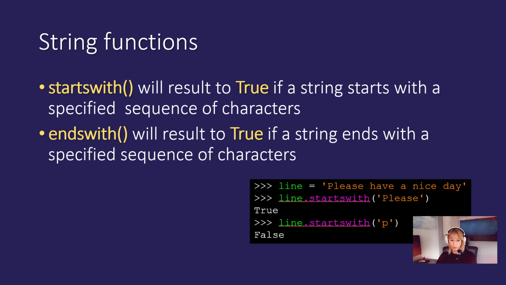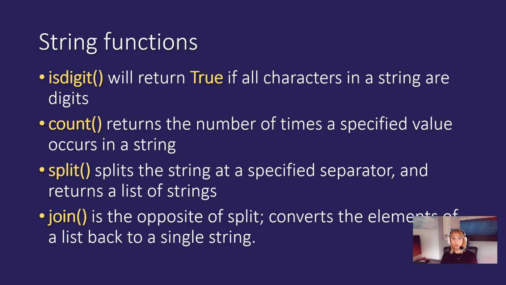We have more functions that can help us manipulate strings. For example, isdigit will return true if all the characters in a string are digits. Count will return the number of times a specified value occurs in a string, so it can count how many a's a string has. Split will break the string down at a specified separator, and this separator can be a space, a semicolon, a comma, or anything we choose, and then this will return a list of strings. And join is exactly the opposite of split. It is going to convert the elements of a list back into a single string.